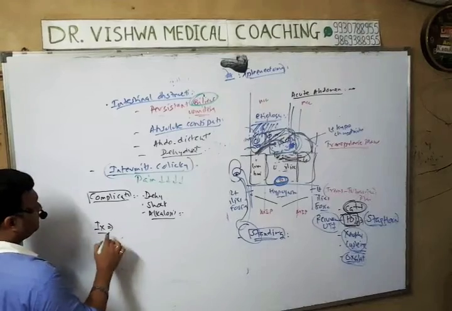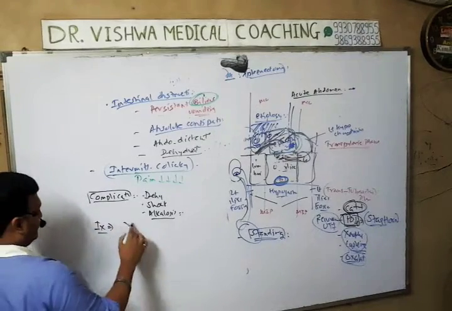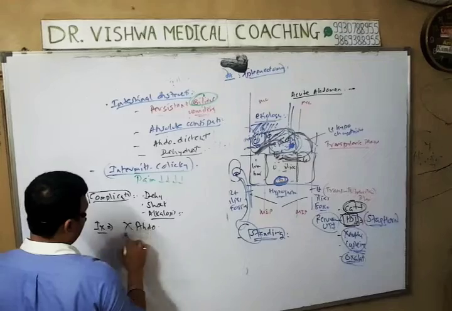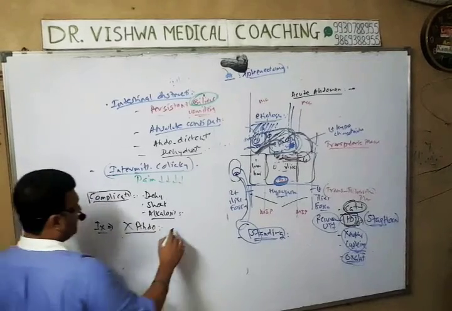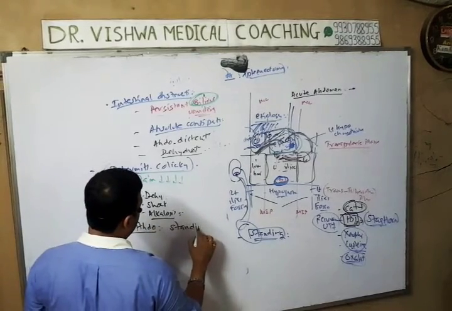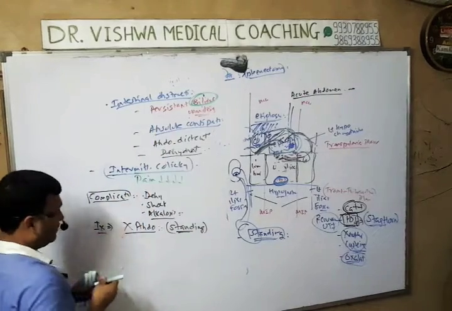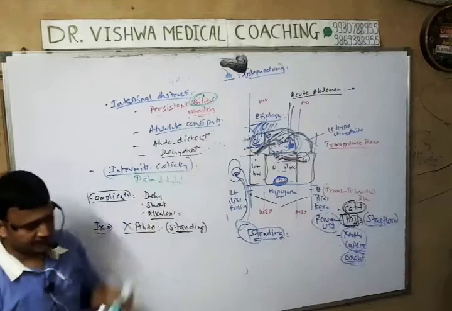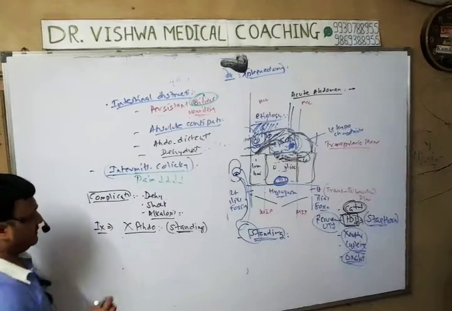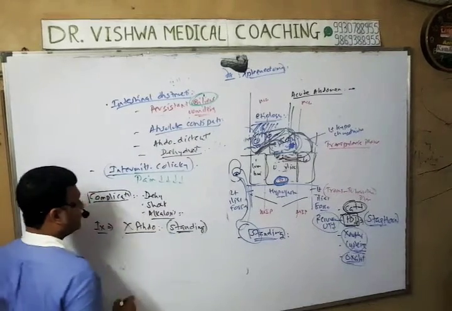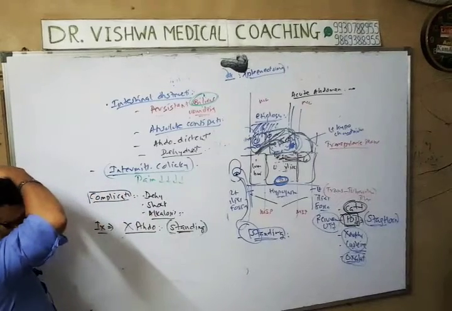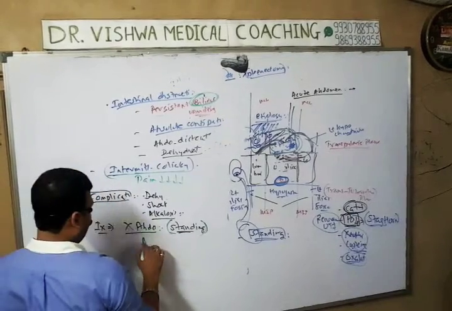Investigation? X-ray of the abdomen. Again, standing. Vomiting is one symptom. Persistent vomiting and bilious vomiting. X-ray abdomen standing. What will you find in the X-ray abdomen standing? Fluid levels. Air fluid levels.